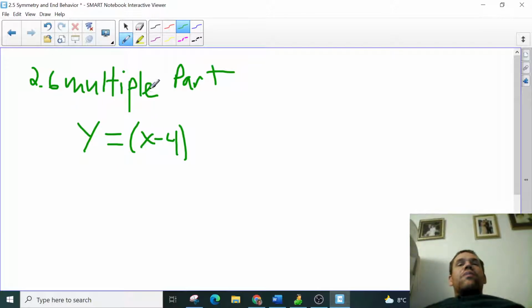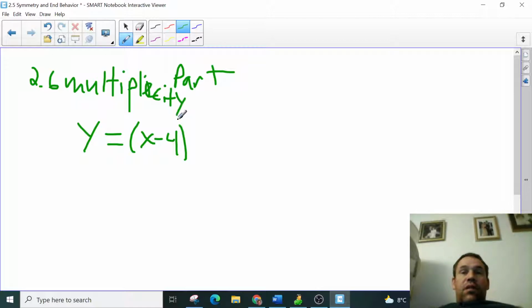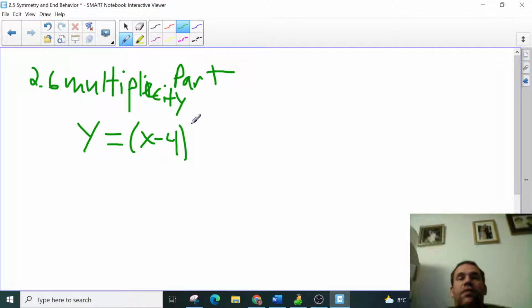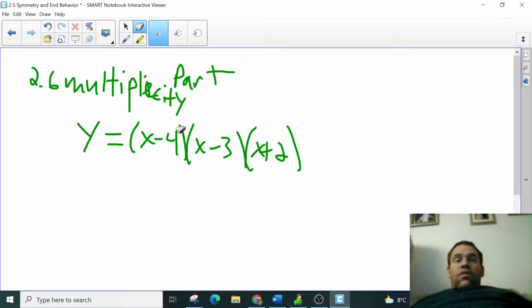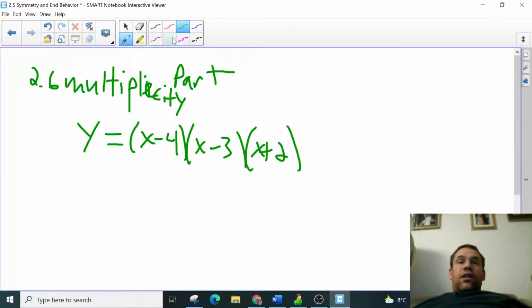Okay, 2.6 multiplicity part. Nice. Okay, so then what if we have this factor, and we have this factor, and let's see if we have another factor. In fact, I think this time we're going to let you guys choose it. So do you want 4, 3, 2? Is that okay? Do you want a different one? Do you want to make that positive? Okay, fine. So definitely going to make that positive.